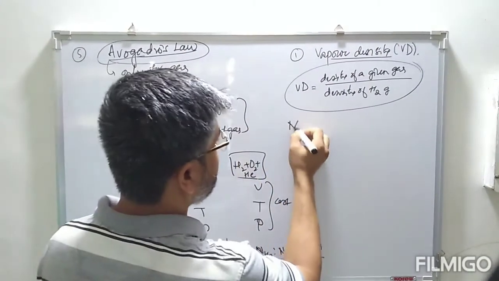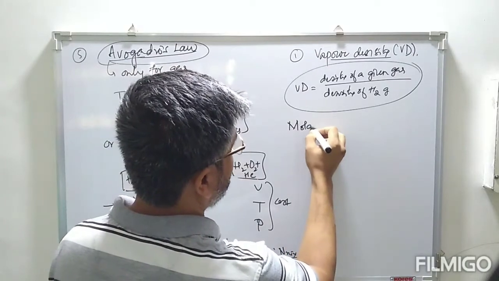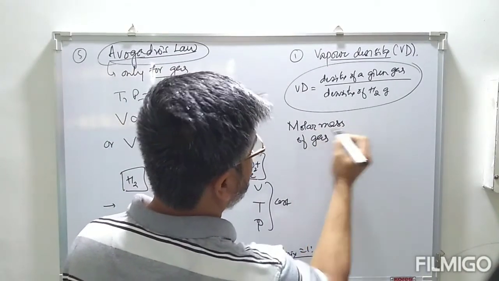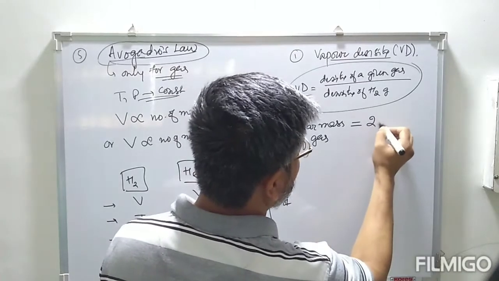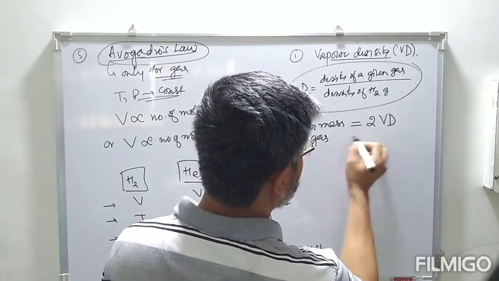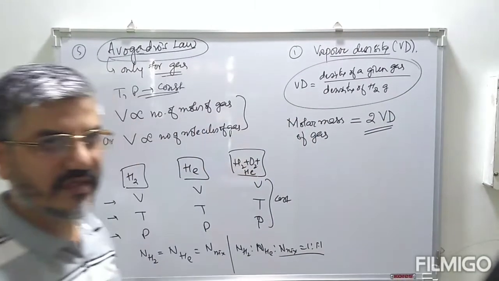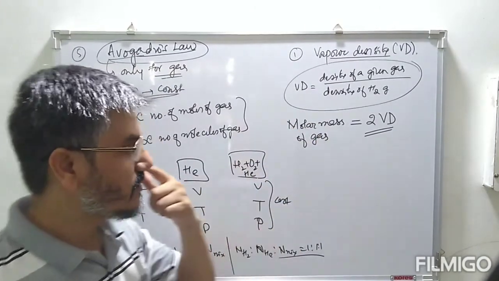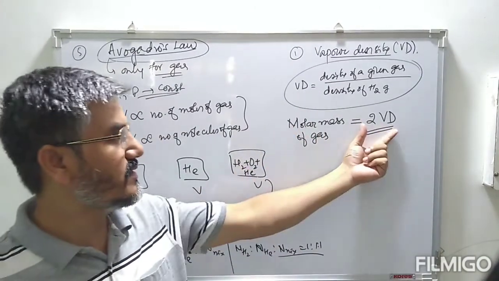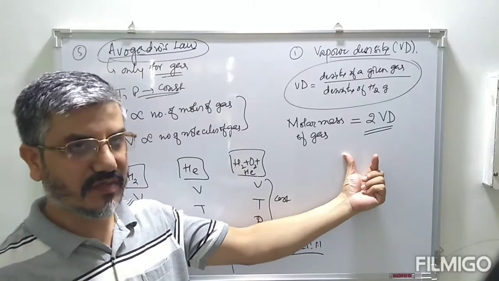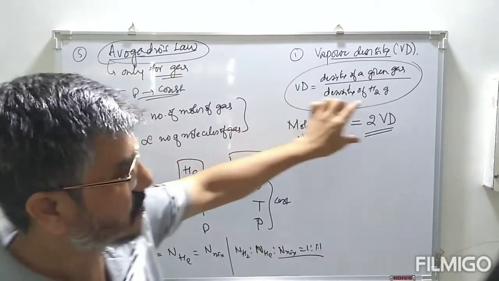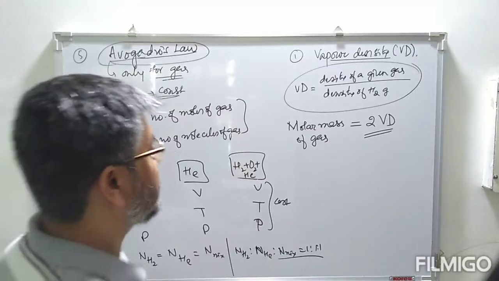So molar mass of gas is always equal to 2 times its vapor density. It's a very important formula that we often use in chemical calculation. For a gas, if vapor density is given, then we can easily define what is the molecular mass of the gas. So molecular mass of the gas is equal to 2 times its vapor density.